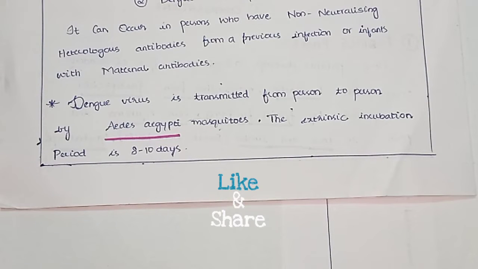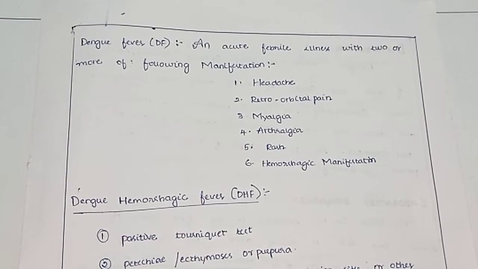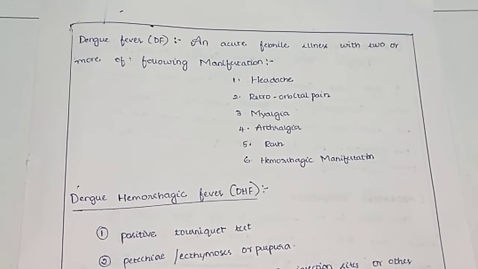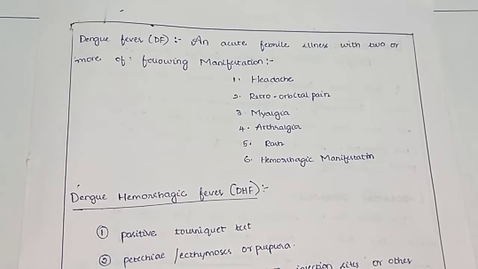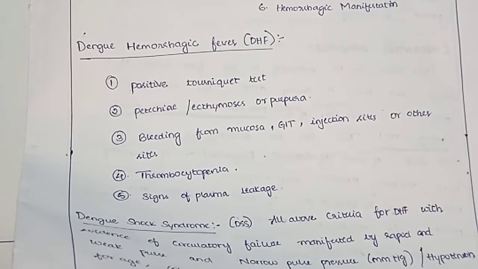Dengue virus is transmitted from person to person by Aedes aegypti mosquitoes. The extrinsic incubation period is 8 to 10 days. Let us see what is dengue fever. It is an acute febrile illness with two or more of the following manifestations, that is headache, retroorbital pain, myalgia, arthralgia, rash and hemorrhagic manifestation. The second one is dengue hemorrhagic fever.